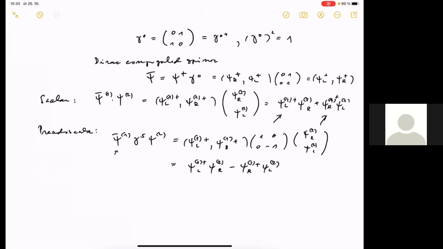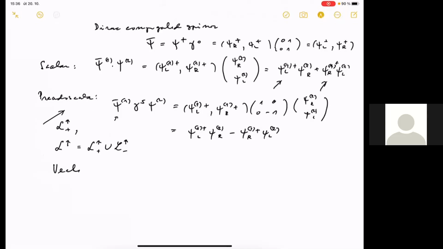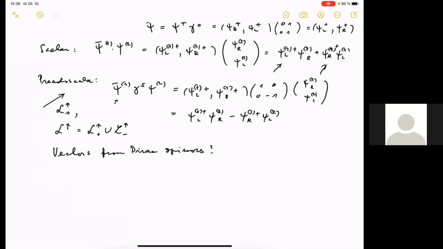In order to decide whether this is a scalar or a pseudoscalar, we should represent not only the elements of the proper orthochronous Lorentz group, but we also need the operator of parity, or the space inversion. That means we need a representation of the full orthogonal Lorentz group, which is just the unification of these two components of the Lorentz group. We will return to this later. Now, what about forming vectors from Dirac spinors? Of course, we can do something like this.